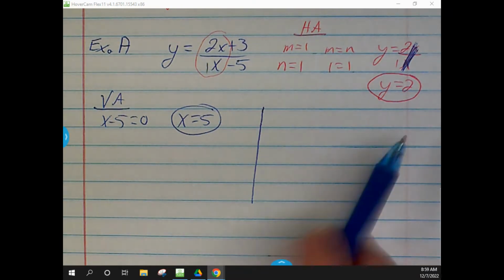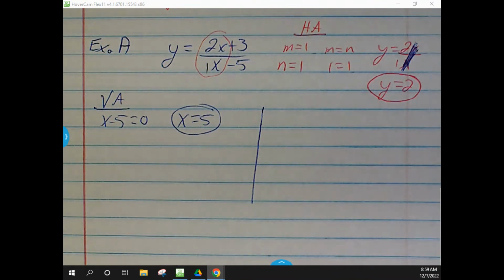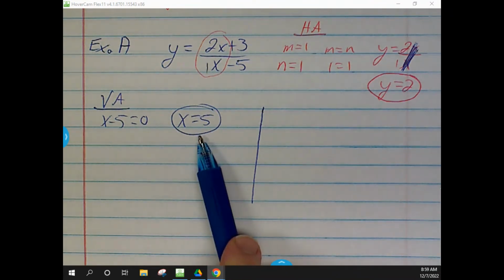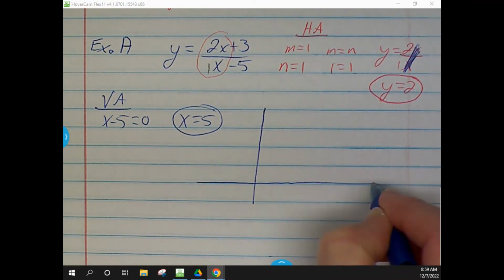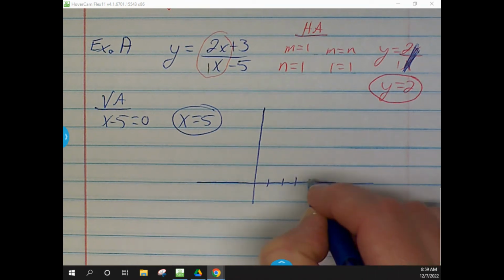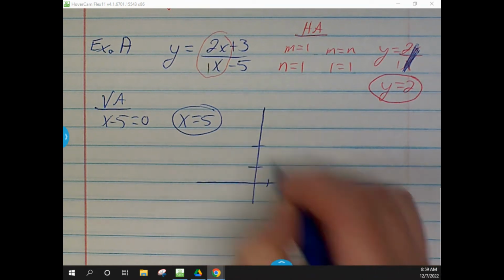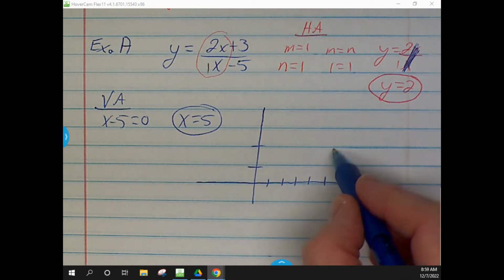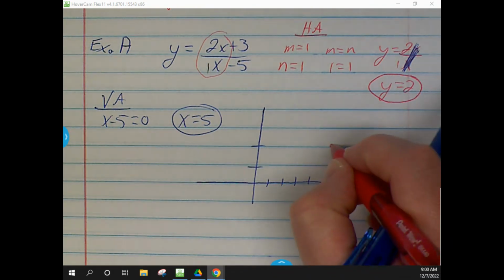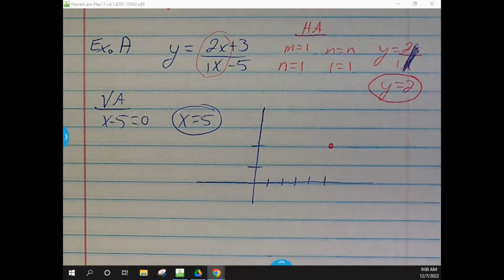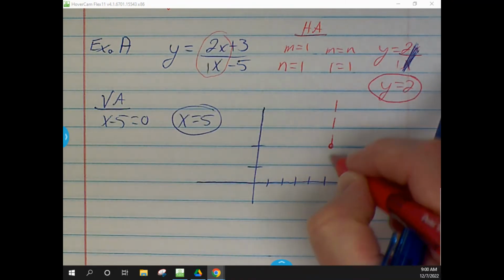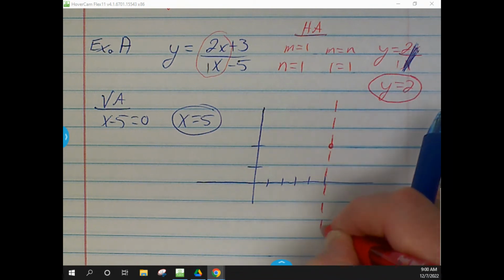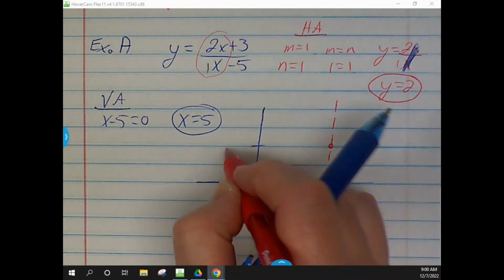All right, so we go to graph this. Now this is telling us where we're going to shift the graph. We're going to shift it over to x equals 5, then up to y equals 2. So when you graph this, we're going to go over to x equals 5, go up to y equals 2, and basically that's like the new center of our graph. And we're going to draw a vertical line at x equals 5, and a horizontal line at y equals 2.